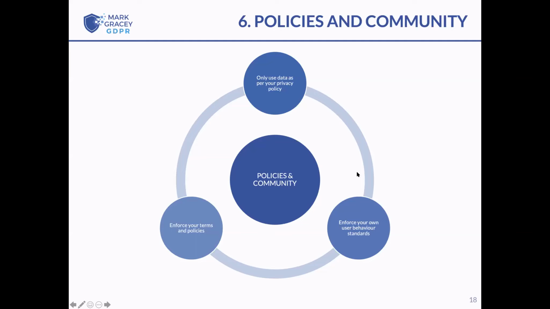So the sixth standard is about policies and community. You clearly need to have a privacy policy, and that privacy policy has to be written in a way that the target audience is going to understand. You must make sure that you stick to what you say in your privacy policy. In fact, the ICO set out that whatever you say in terms of your community policies, your approach to the use of the application, should all be enforced and applied according to what you set out.